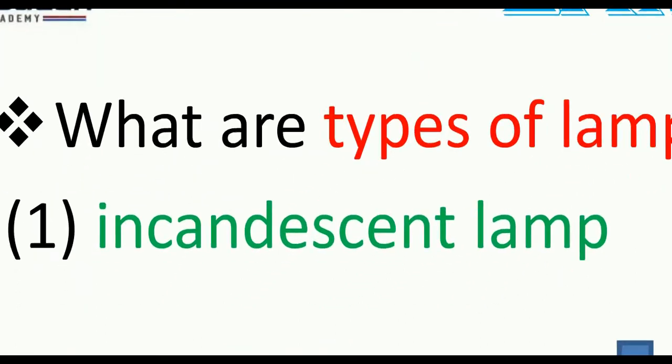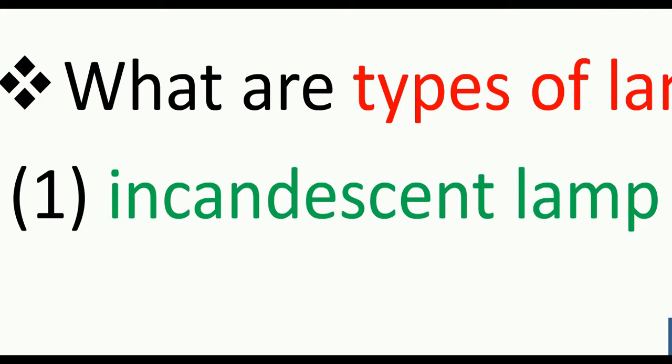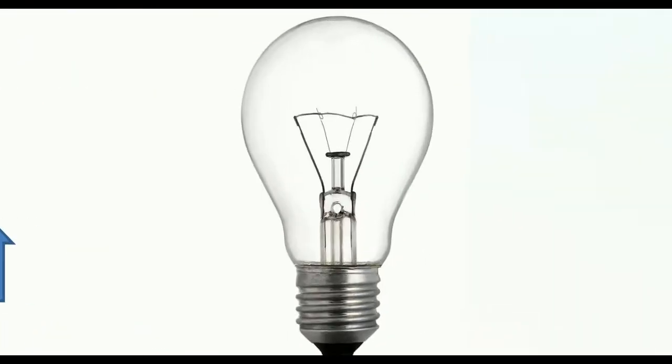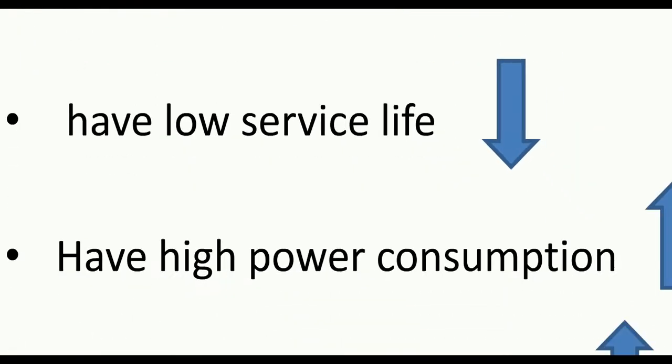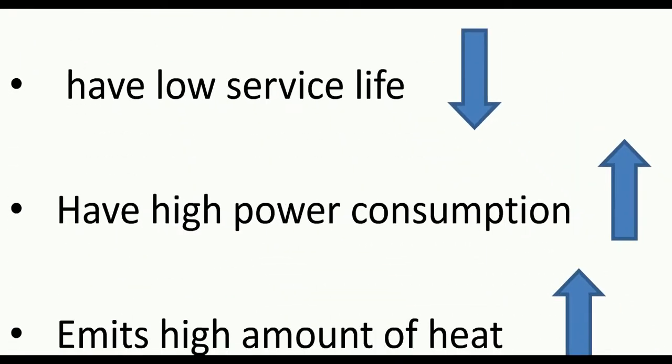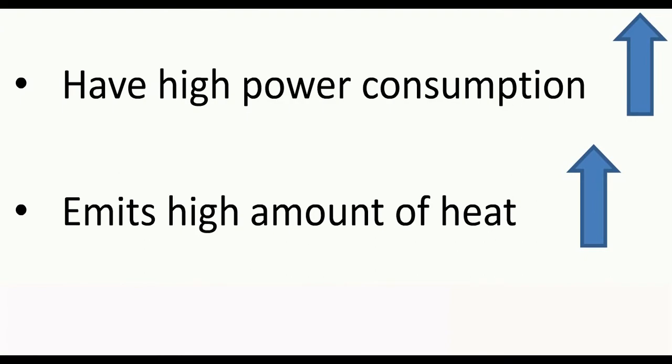The first type is the incandescent lamp, and this is the incandescent lamp here. Its properties are that it has a low service life, so its life is low, and it has high power consumption as it emits a high amount of heat.